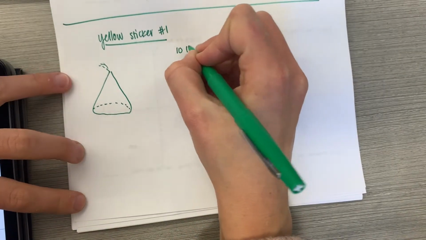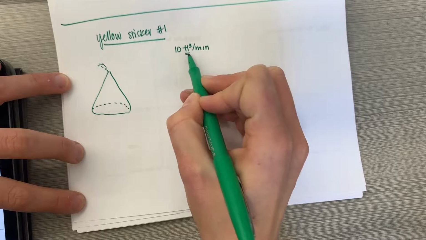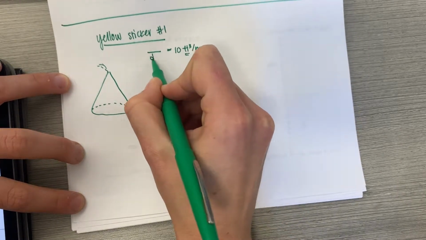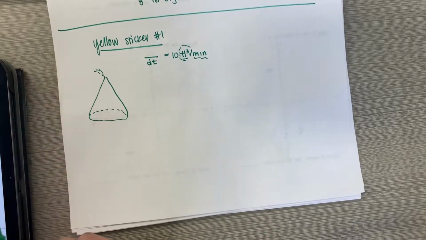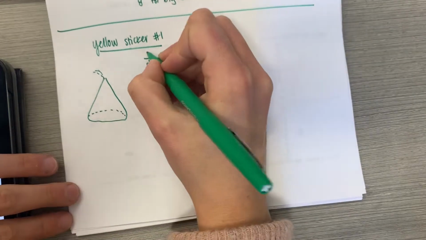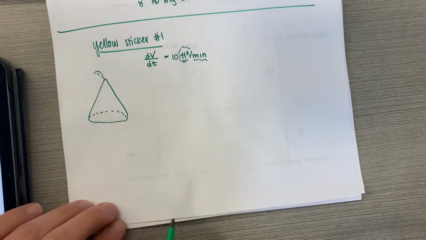So that 10 cubic feet per minute, the fact that it has something per minute should tell you that this is a rate with respect to time. What is changing here? That feet cubed should give you a clue. What measurement is cubic? Volume. So we have the volume of the cone is changing at a rate of 10 cubic feet per minute.